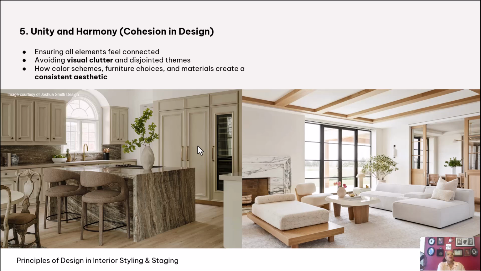And then harmony and unity. So this is sort of how we are organizing our principles. It starts to ensure that things feel connected. So again, we can do that with color. Both of these interiors are pretty much neutral color palettes. They're white, beige, and then maybe a little bit of black.